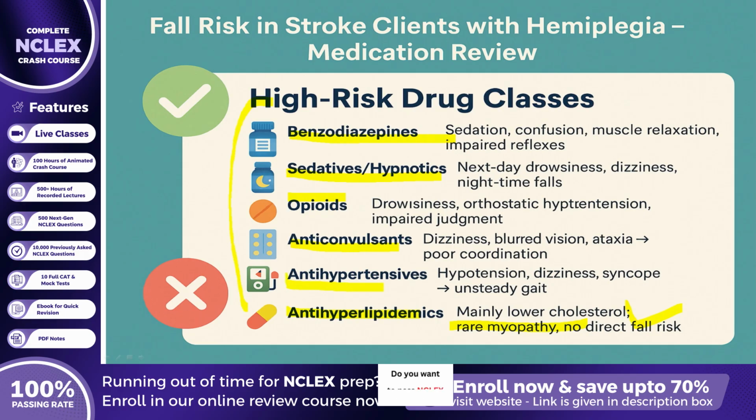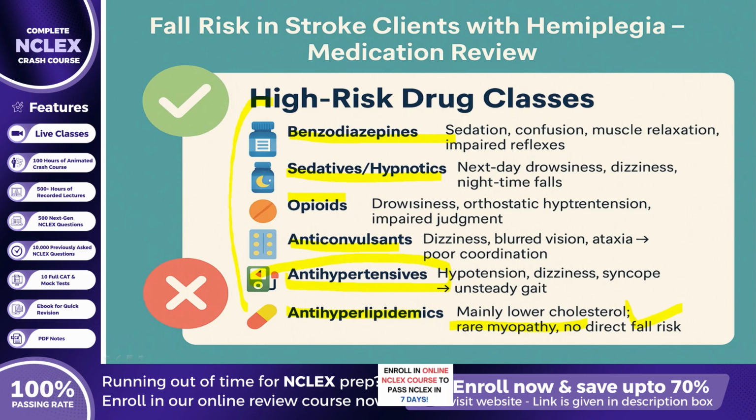In someone already weakened by a stroke, these risks are magnified, making falls a frequent adverse outcome. Finally, option 6, antihypertensives, must also be included. Whether beta blockers, calcium channel blockers, or diuretics, these drugs reduce blood pressure, but sometimes too much. Orthostatic hypotension, dizziness, and syncope can result, leaving stroke survivors vulnerable to sudden unsteadiness when rising from bed or standing.